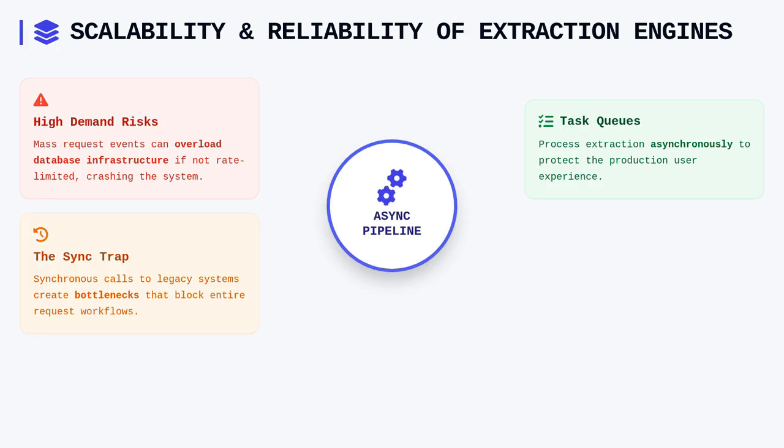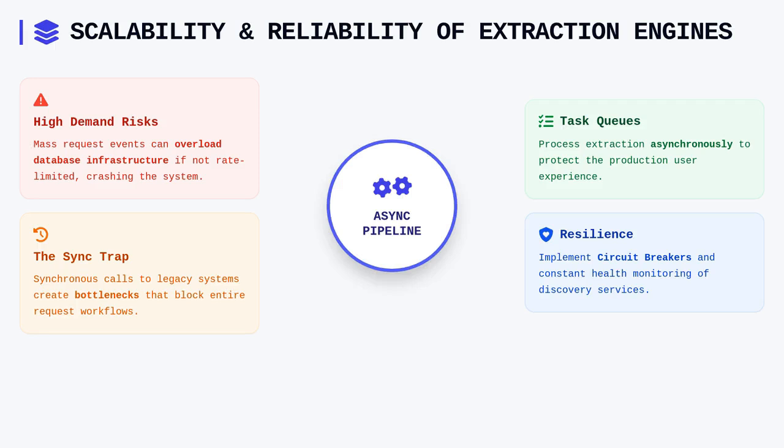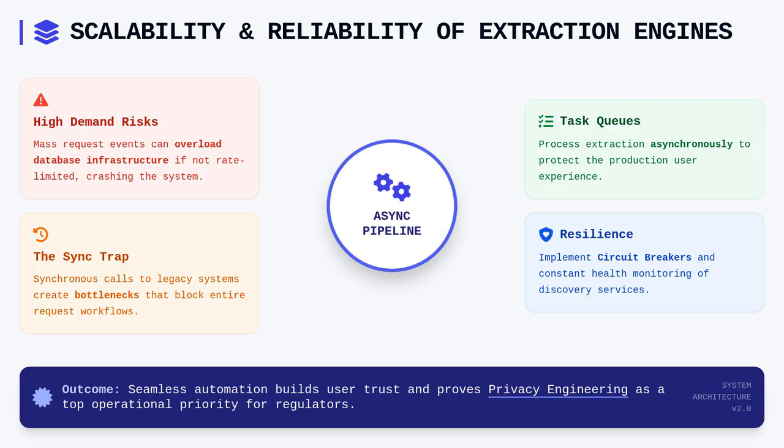Avoid synchronous calls to heterogeneous data stores, as a single slow response from a legacy system could block the entire request workflow. Instead, prioritize reliability by implementing circuit breakers and monitoring the health of your discovery services constantly. Delivering a seamless, automated experience creates trust and demonstrates to regulators that your firm holds privacy engineering as a top-tier operational priority.